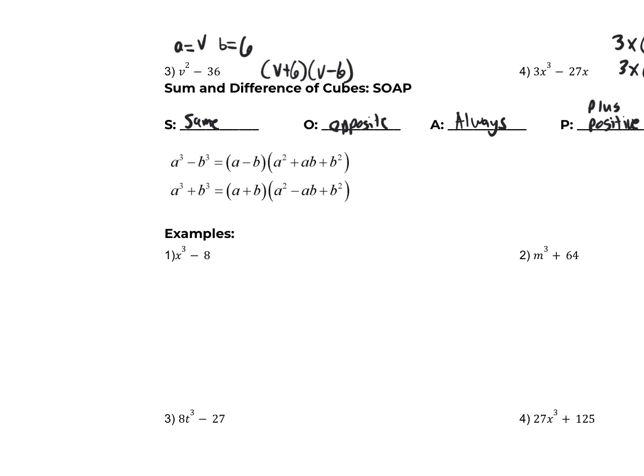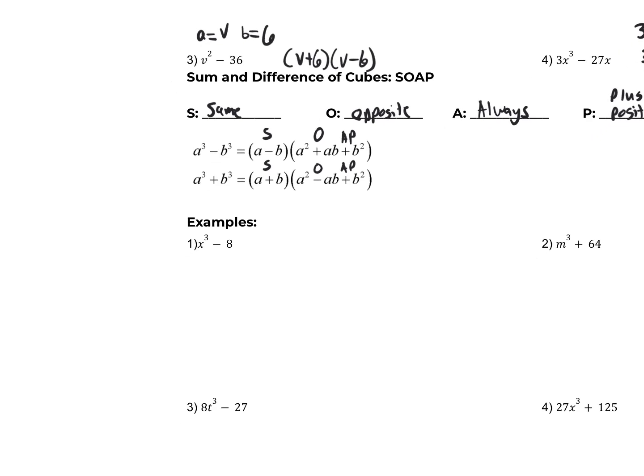As we're looking at difference of cubes, we're going to do same, opposite, always plus, and for sum of cubes, same, opposite, always plus. So the signs that we have in our parentheses, we're going to follow that pattern of SOAP. Just like we did with difference of squares, the first thing we're going to do is figure out what our a and our b are. The a is going to be not the square root, but the cube root. What number times itself 3 times equals x cubed? That's going to be x, and the cube root of 8 is 2.